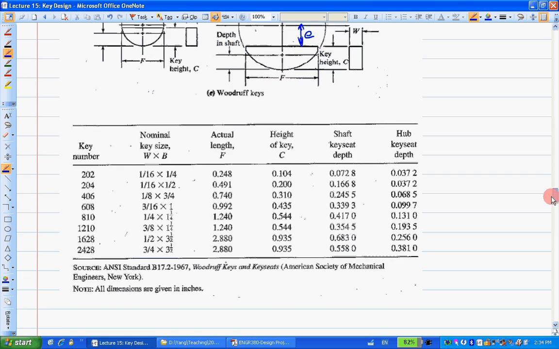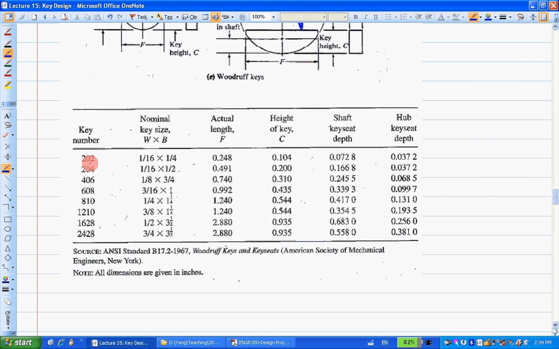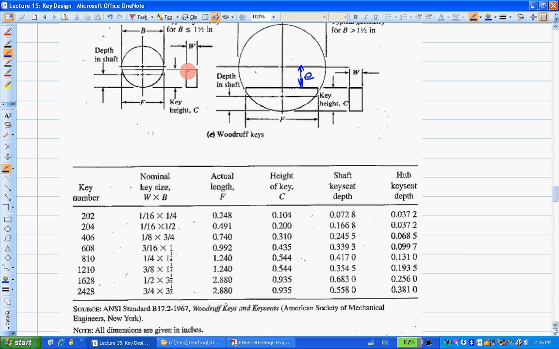In terms of the reading here, when you pick the Woodruff key, you look at the catalog, and they generally give you the key number, so 202, 204, or 608 like this. What are they representing? They basically tell you the size of W and B. W is the width, and B is the circle diameter here. The circle diameter.